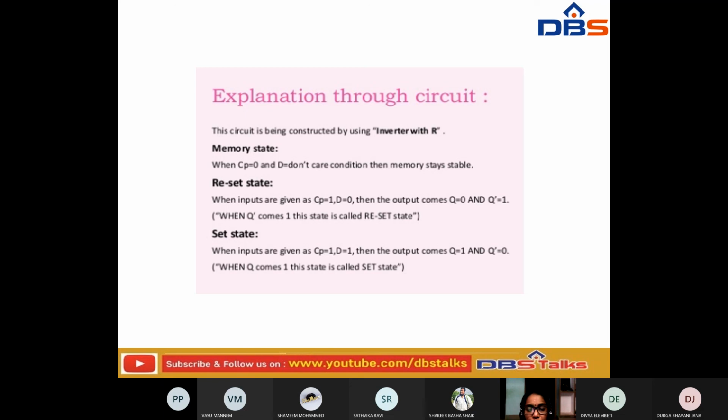Okay. Now let us see what a set state is. Here, when the inputs are given as CP is equal to 1 and D is equal to 1, then the output becomes Q is equal to 1 and Q dash is equal to 0. So when Q becomes 1, we can say this state is called a set state.